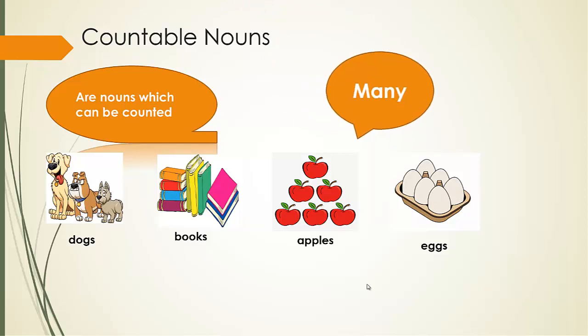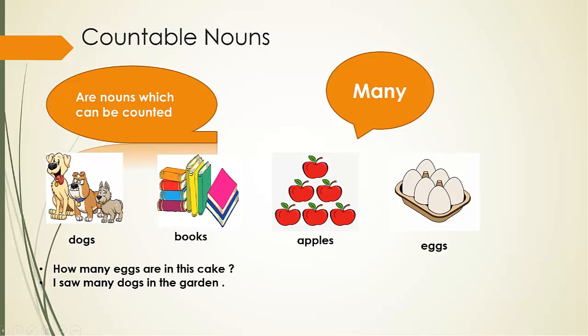For example, the quantifier many is used with countable nouns. I can say, how many eggs are in this cake? How many eggs are in this cake? So I ask about countable nouns with how many. Okay? So the answer, maybe you can answer 4 eggs, 3 eggs. So it is countable.